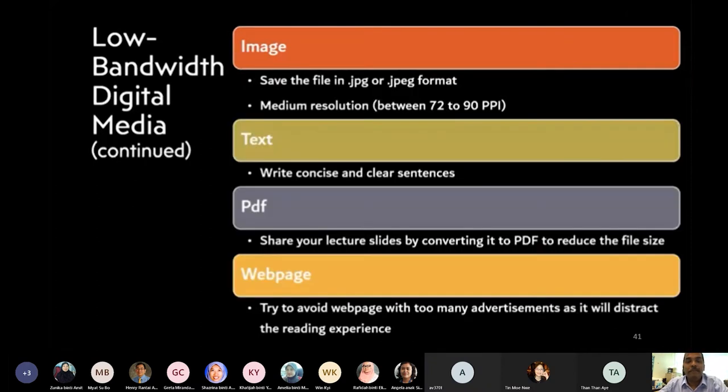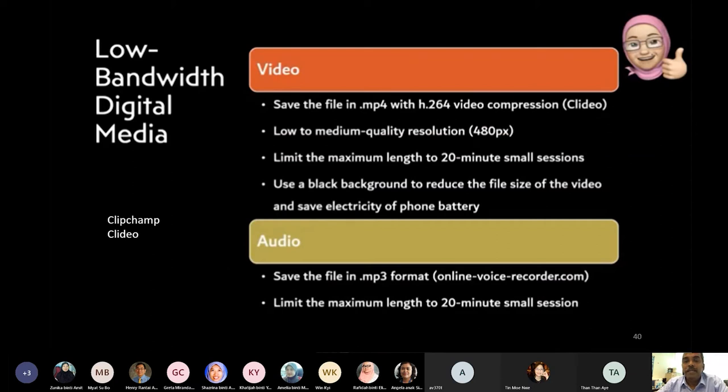The next few slides highlight the sort of media you have to engage with in order to make sure that the content you're giving to your students can be accessed by everyone. First of all, the video: there's a very good online software where you can upload your video directly to the web page, and it will compress the video to a smaller size. I've done it many times and it's very good.